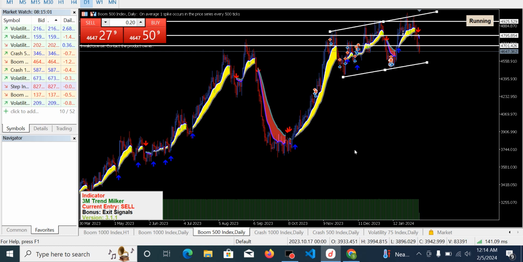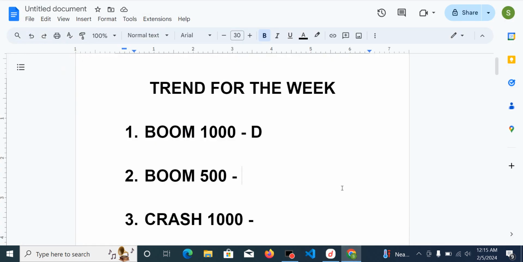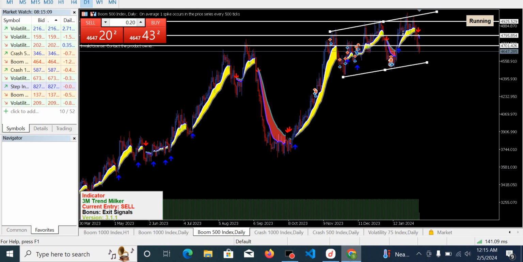So this is still on a downtrend at the moment. You should take note of that, most especially today, it is creating more of a bearish candle than a bullish candle.